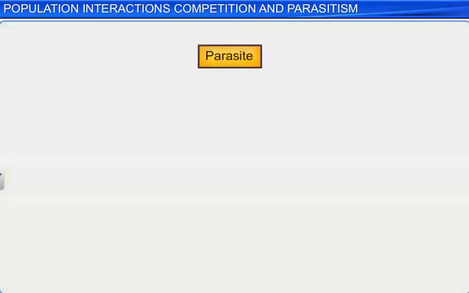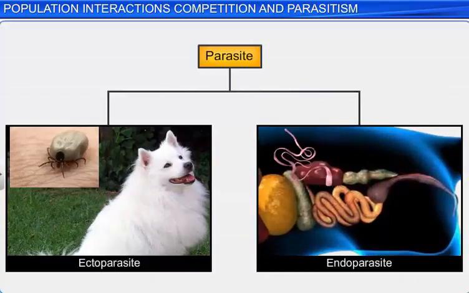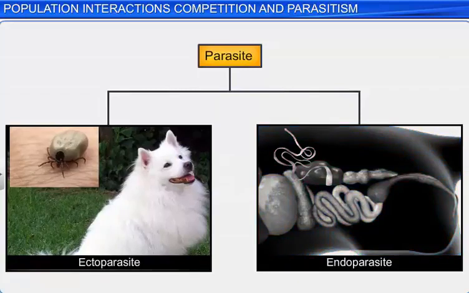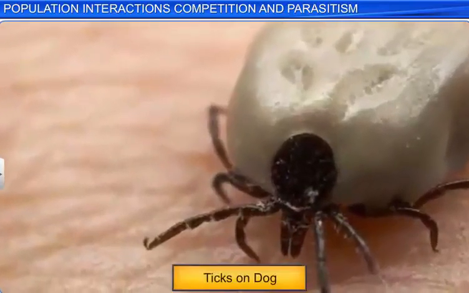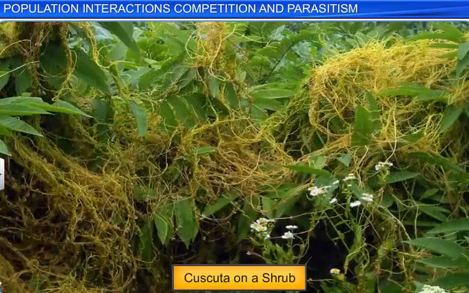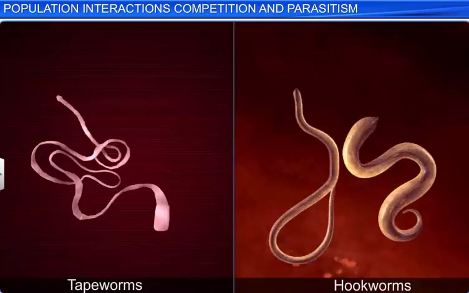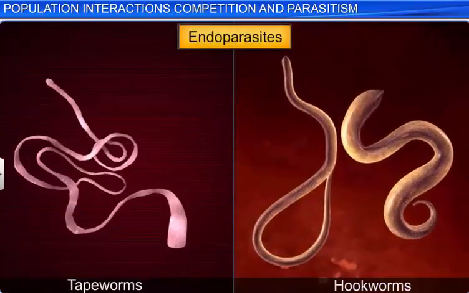Depending on where parasites live, they are classified as ectoparasites or endoparasites. Parasites that feed on the surface of a host are called ectoparasites, while those that live inside a host are called endoparasites. Some common examples of ectoparasites are ticks, lice, and cuscuta. On the other hand, tapeworms and hookworms are examples of endoparasites.